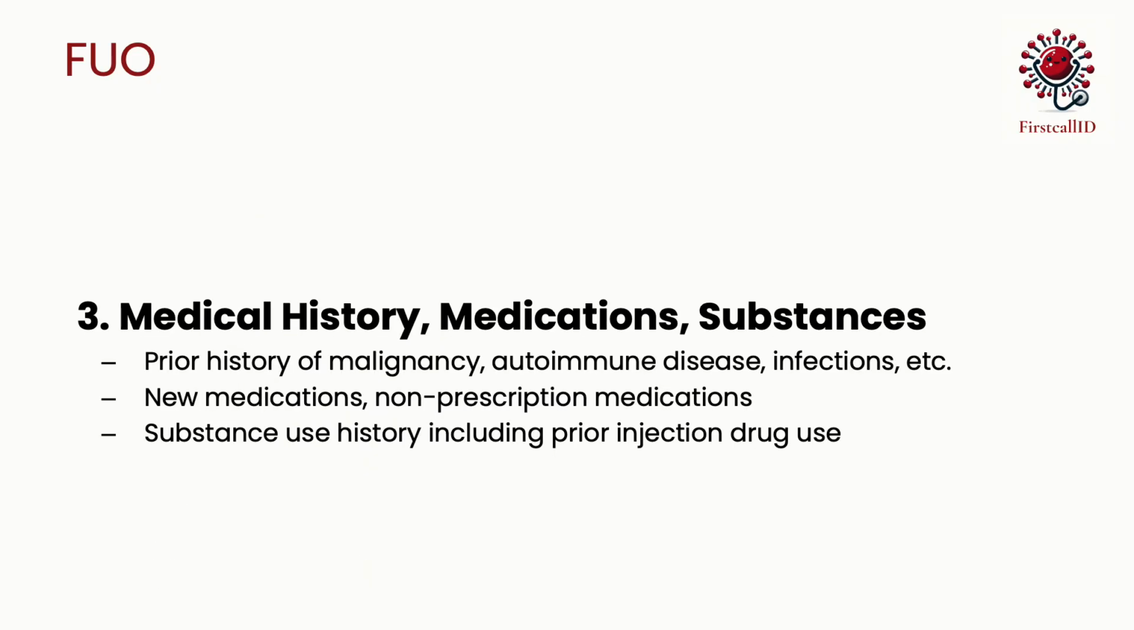We'll review their medical history, really focusing on the presence of any prior history or diagnosis of malignancy, autoimmune disease, or chronic infections. We want to know if they've had any new medications, and also review any non-prescription medications. We'll take a detailed substance use history, including prior injection drug use, that may expose them to other bloodborne pathogens.